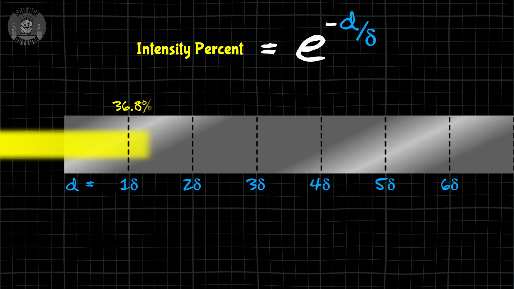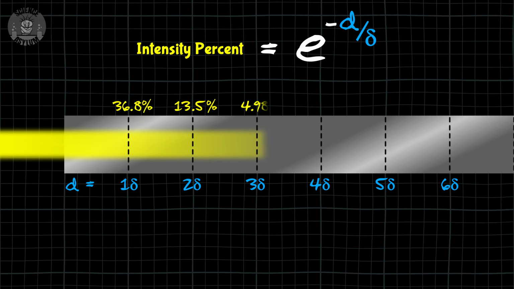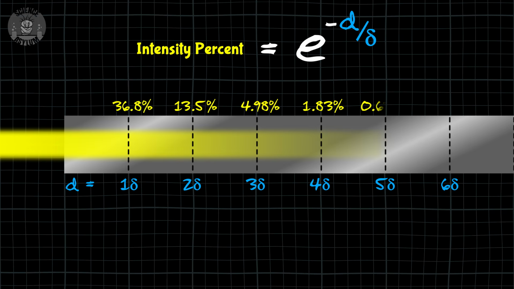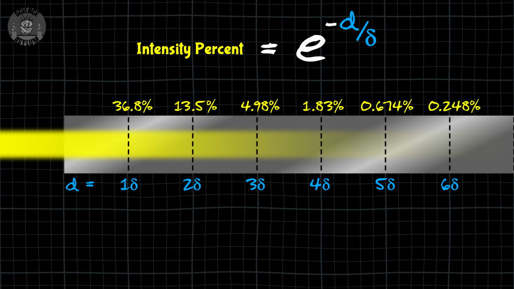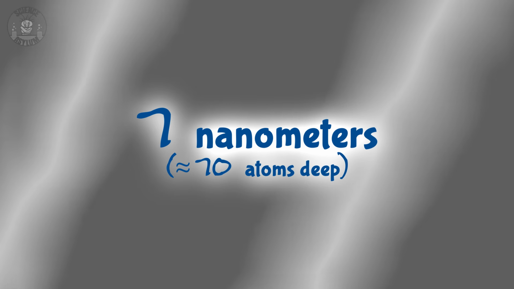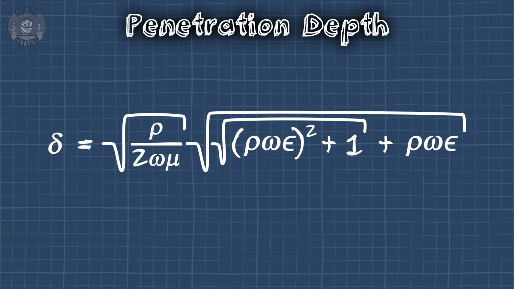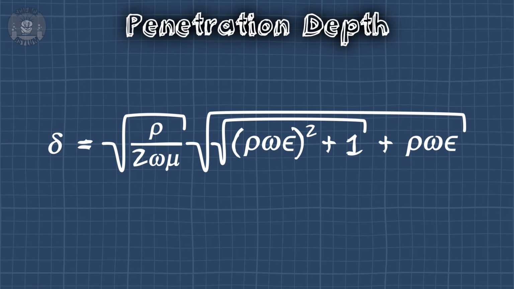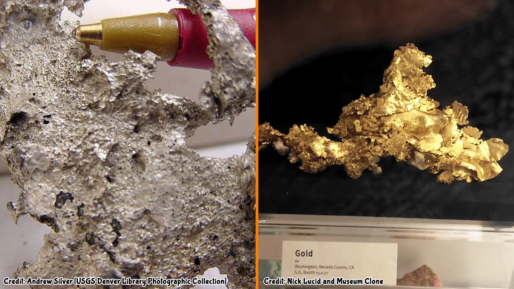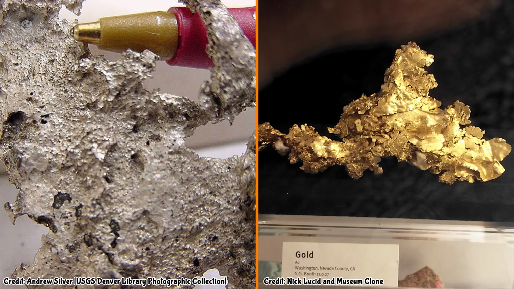At one penetration depth, the intensity is 37% of the original. At 5 penetration depths, the intensity drops below 1%. For the silver mirror, that's still only 7 nanometers. That transmitted light is going nowhere fast. Based on this equation, we can see transmitted light won't go as far in electrical conductors. That's what gives metals that distinctive metal coloring we all recognize.